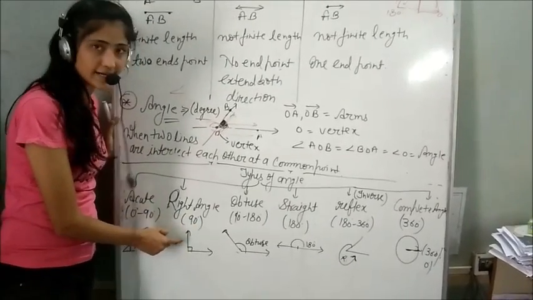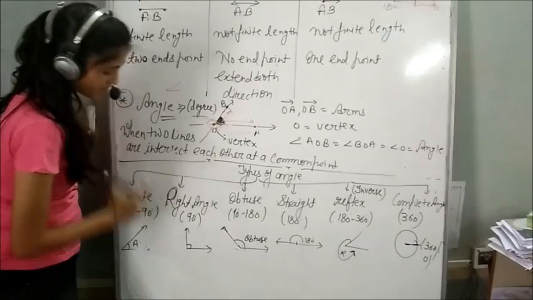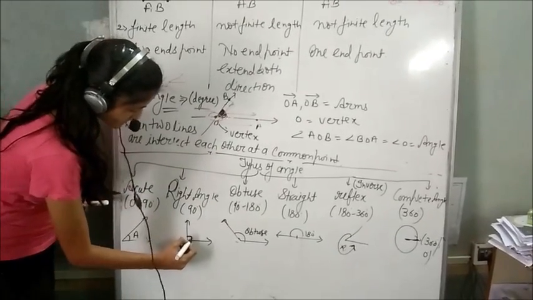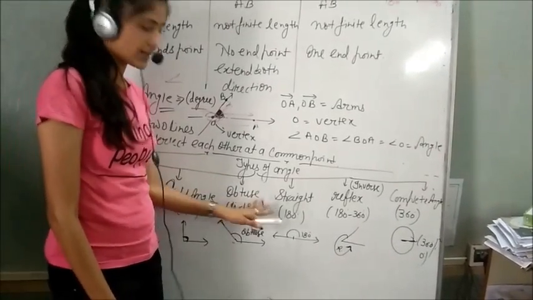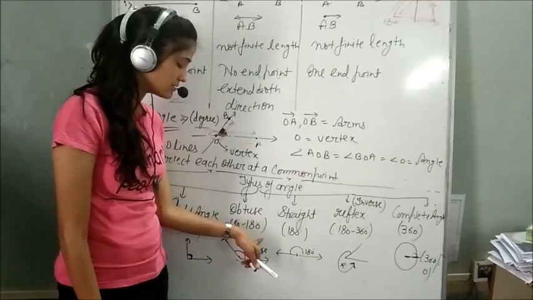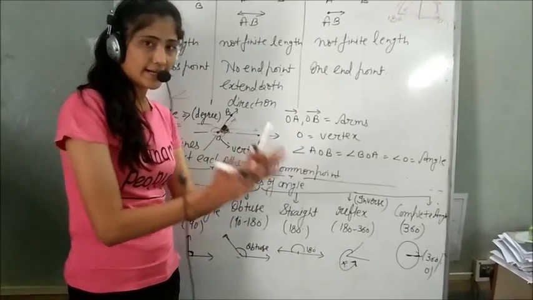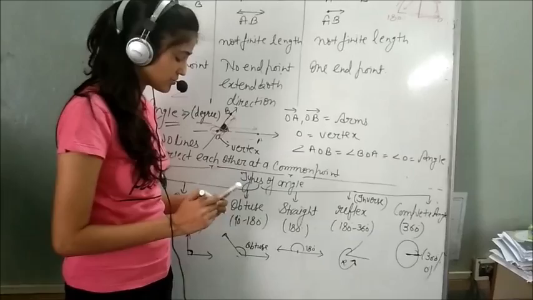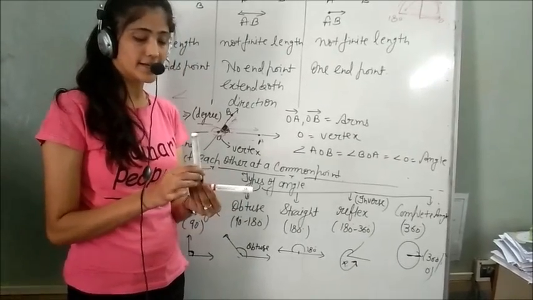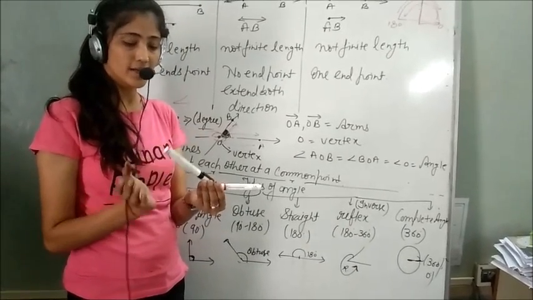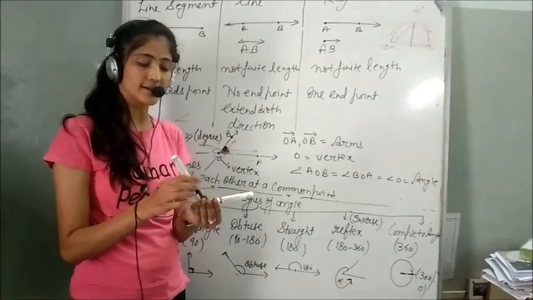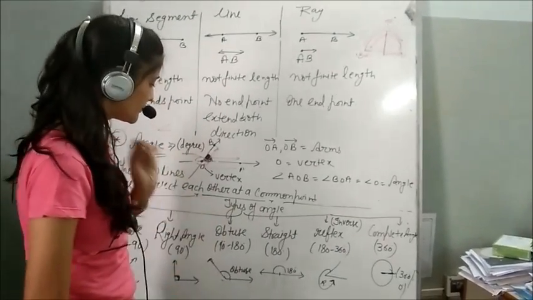A right angle is exactly 90 degree, and here an L is formed, and we mark this type of symbol. An obtuse angle is between 90 and 180 degree, greater than 90 degree and less than 180 degree. All such angles are called obtuse angles.